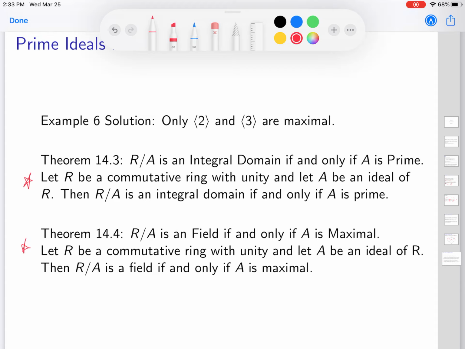This is chapter 14, and we're going to do some examples for chapter 14 in our next video. If you have questions, make sure that you let me know.